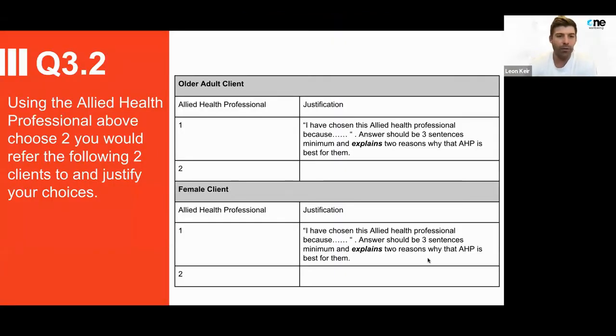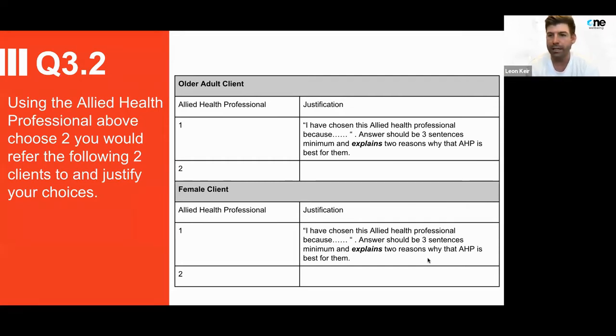All right, guys, let's keep going through. So next question, 3.2. I'll share my screen. It says, using the allied professionals that we were just researching above, we need to pick 2 for our older client and 2 for our female client, and explain why we would potentially refer them to that allied health professional. Now, with this question, you can't put the same allied health professional for an older client and for a female. So you have to pick 4 different ones to choose.